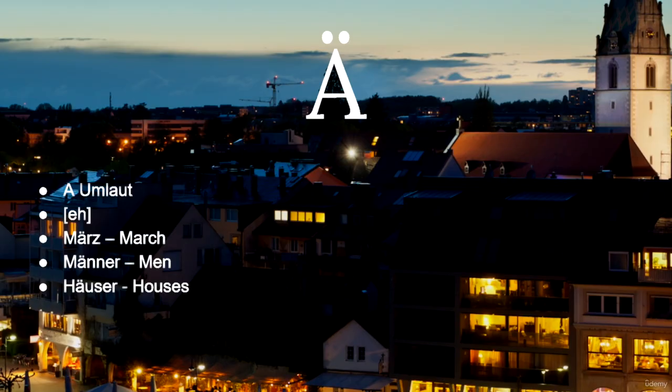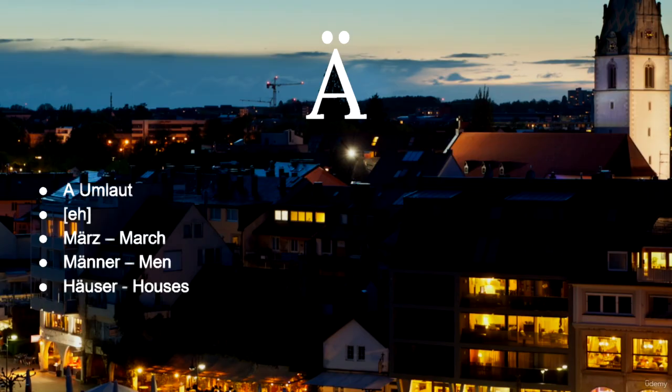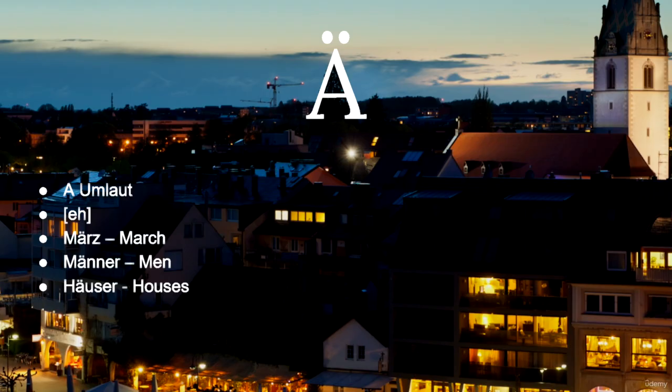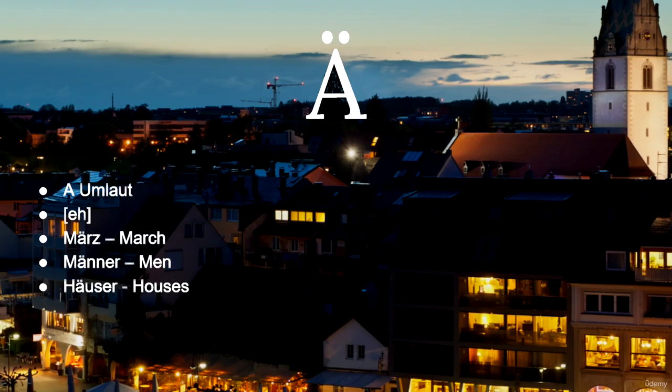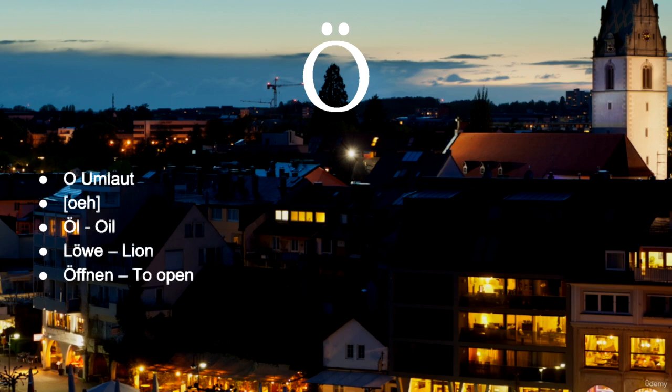März. März. Männer. Männer means men. Häuser. Häuser means houses. As you can hear, when the letter A umlaut comes before the letter U, together they are pronounced Oi. Häuser.